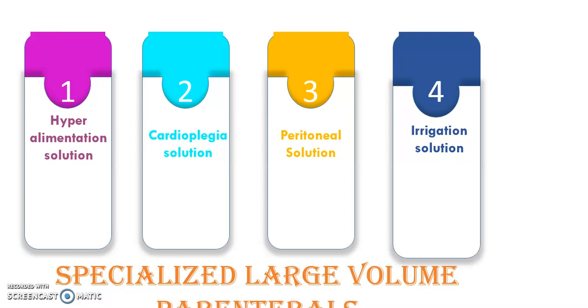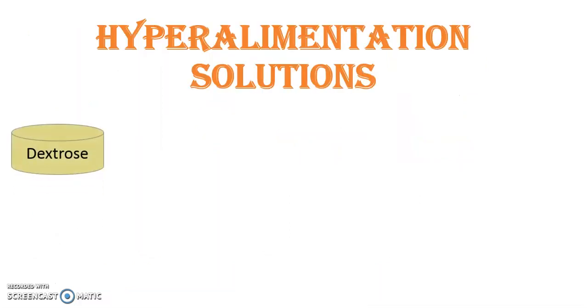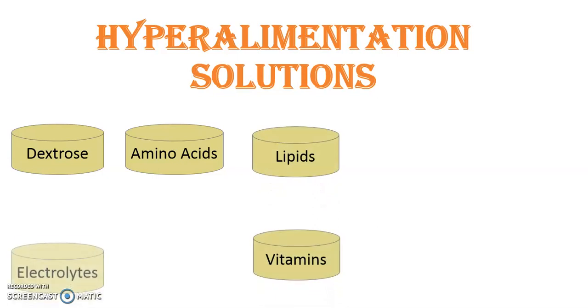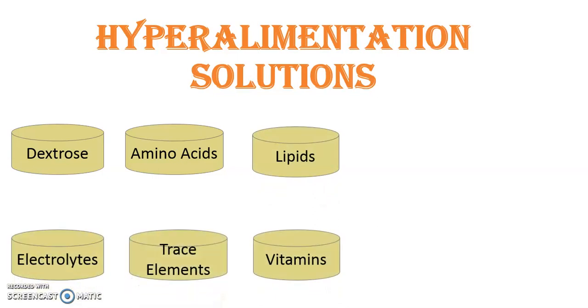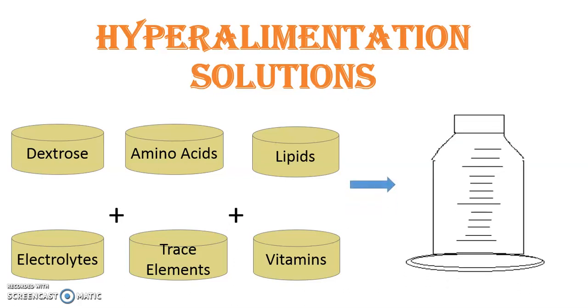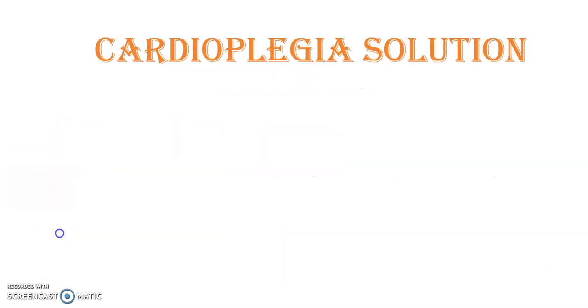Very first we will see the hyperalimentation solution. It consists of a mixture of dextrose, amino acids, and lipids. Lipids can be soybean oil, safflower oil, or a mixture of the two. It also contains electrolytes and trace elements, and vitamins can be added. This hyperalimentation solution provides 4000 kilocalories per day. And in 1950 the subclavian vein was considered an effective route for parenteral nutrition.